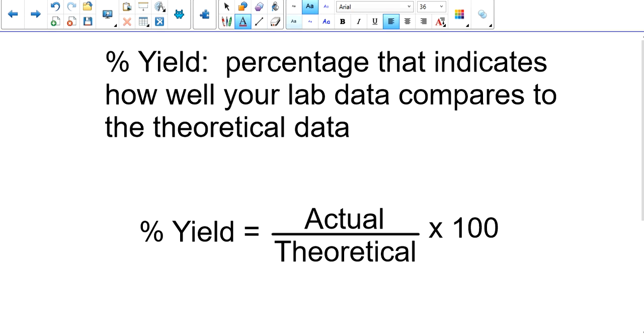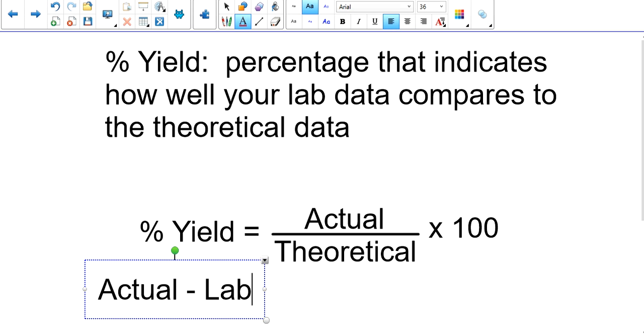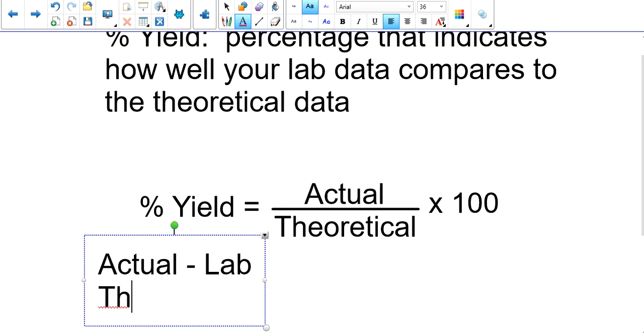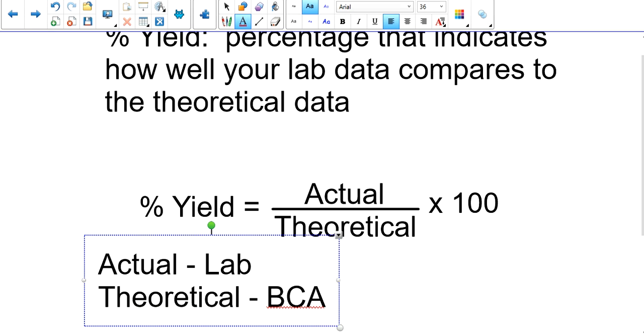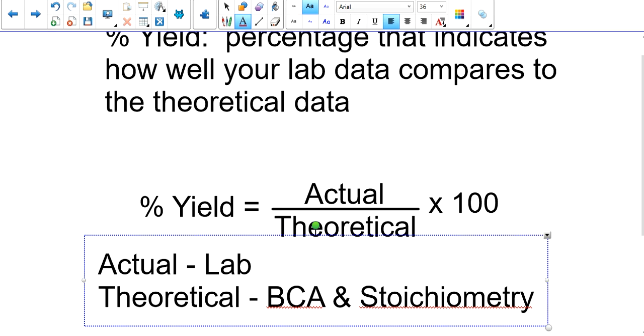And when I say actual, what I mean by actual is lab value, so what I obtained in the lab. The theoretical value is the value that theory says is right. In other words, through the use of my BCA table and stoichiometry, how much product am I actually predicting that I'll form?